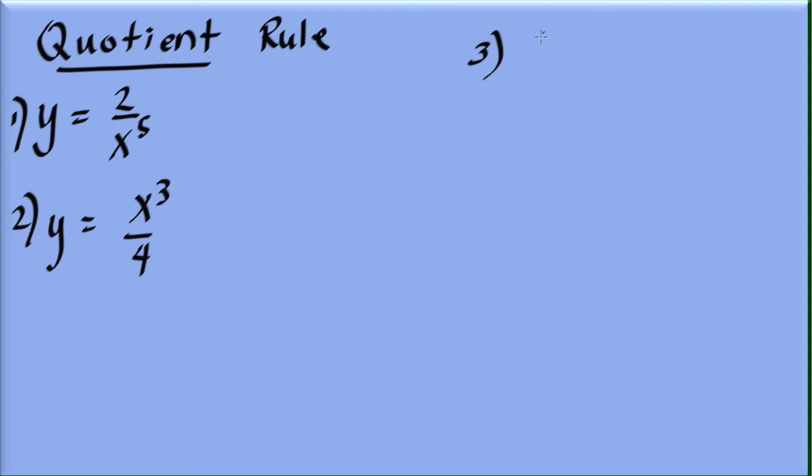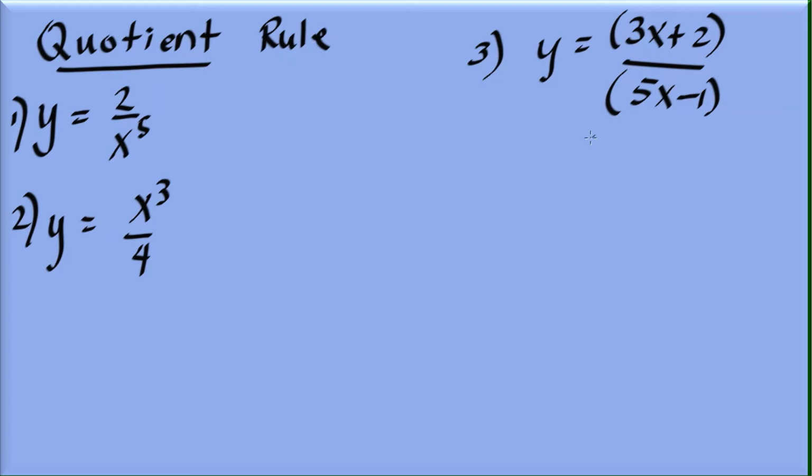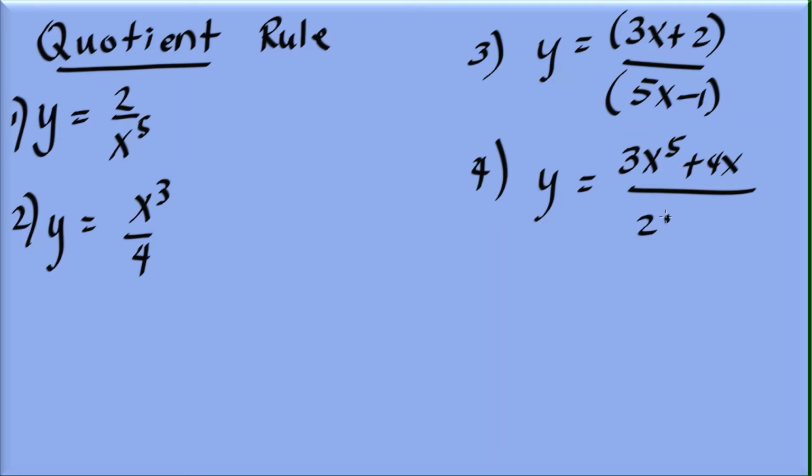Let's say you have 3x plus 2 over 5x minus 1. So this is another quotient. You can use quotient rule. Let's say you have 3x to the fifth plus 4x over 2x squared plus 3x. So these are all quotients or fractions in which we can use quotient rule, or you have to use quotient rule.